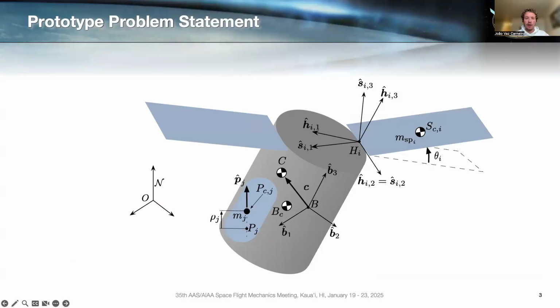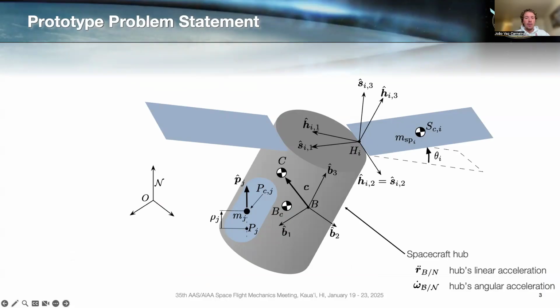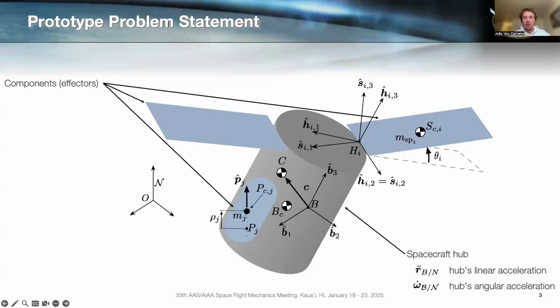So here we have a spacecraft. In gray, we have a rigid hub, and we really care about two states here. We care about the hub's linear acceleration, and we care about the hub's angular acceleration. So the linear acceleration is r double dot bn, and the angular acceleration is omega dot bn. Attached to the hub in blue, we have a few components, which I'll be interchangeably calling effectors. And these effectors can have one or multiple degrees of freedom defined by these alpha double dot.